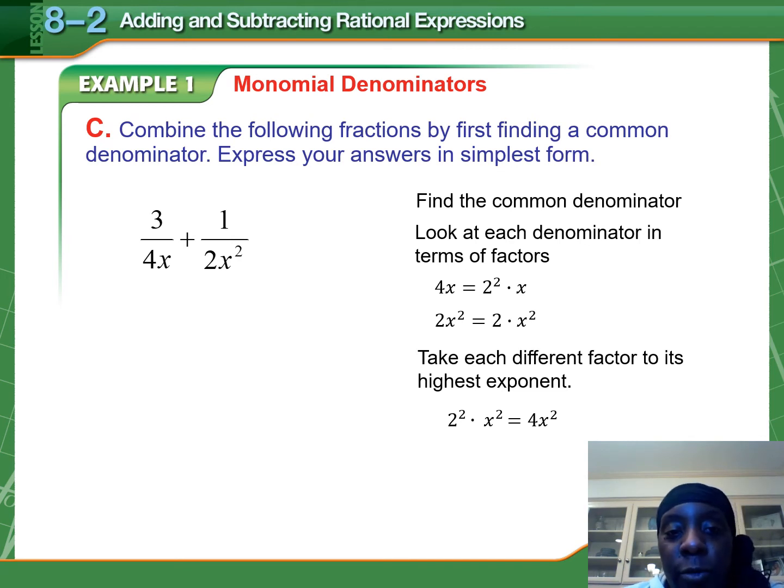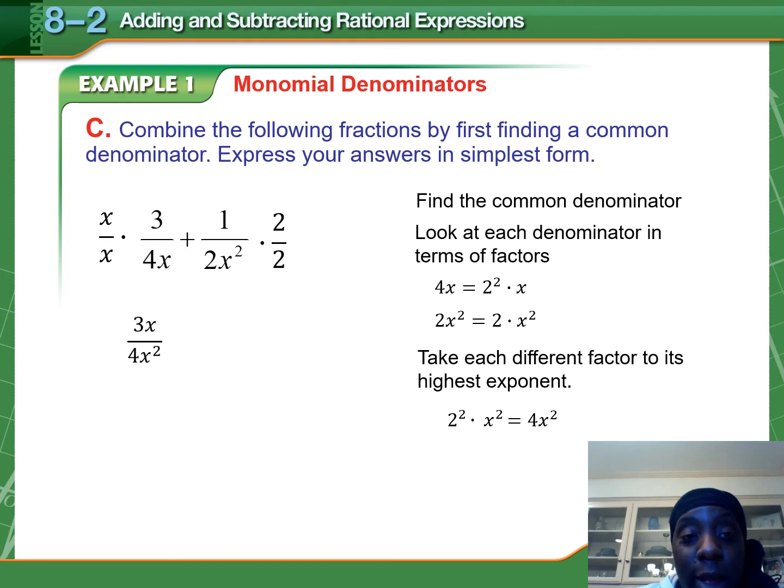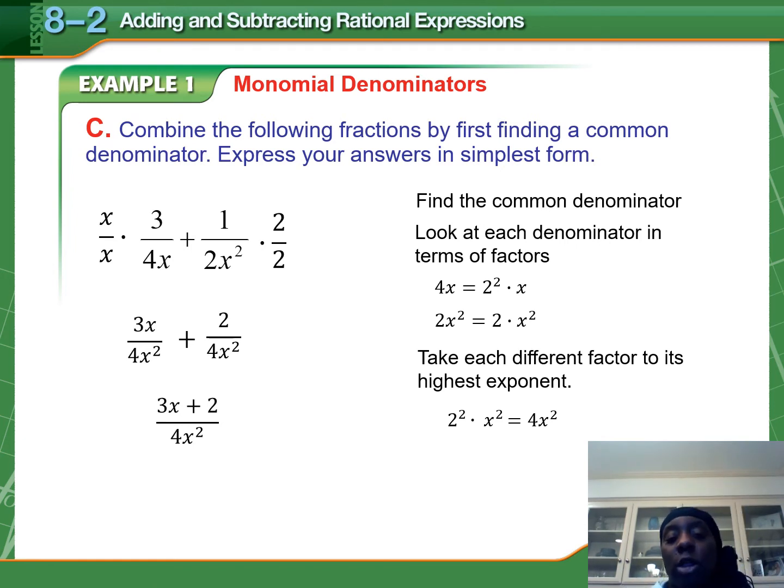So the denominators need to turn into 4x squared. Let's look at our left fraction. We need 4x squared. What do we need to multiply by? We need another x. So we multiply times x. And on the other side, we need it to turn into 4x squared, so obviously we need a 2. And so we're going to multiply that out. So we get 3x for the left fraction, and we get 2 for the right fraction. And all you have to do is combine like terms. There's really nothing else we can do here. 3x plus 2, none of those terms have anything in common that I can take out and simplify. All right, so there you go.